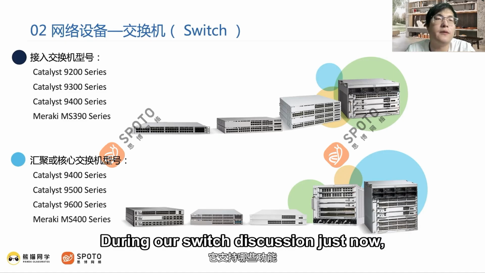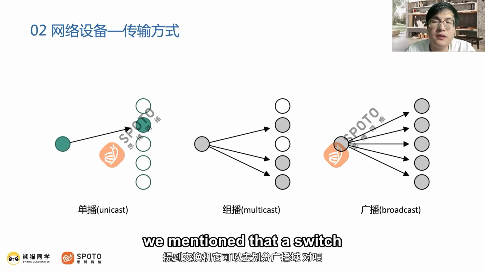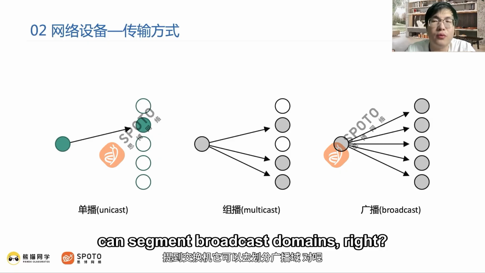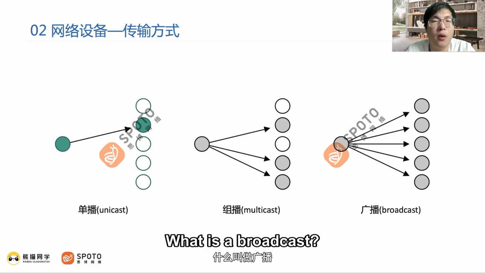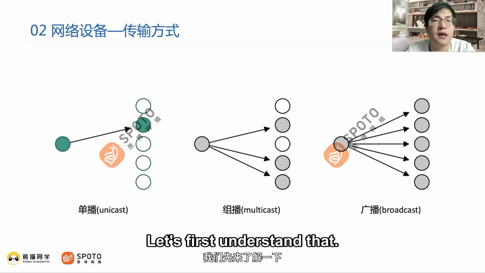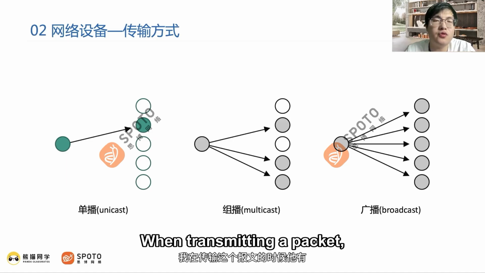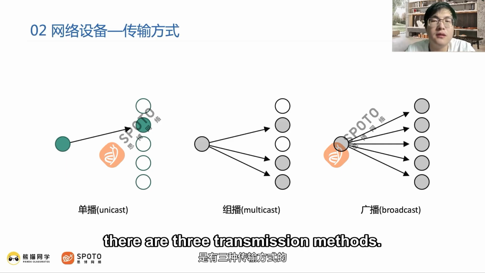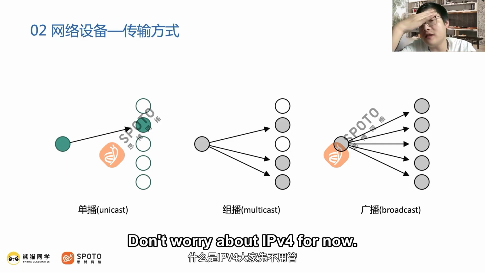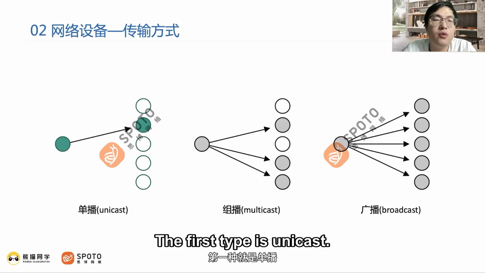features it supports. During our switch discussion just now, we mentioned that a switch can segment broadcast domains, right? So, what is a broadcast domain? What is a broadcast? Let's first understand that. These actually refer to our transmission methods. When transmitting a packet in an IPv4 network, there are 3 transmission methods. Don't worry about IPv4 for now. It just means when you send a message. There are 3. The first type is unicast.